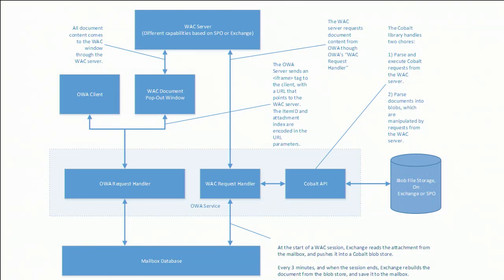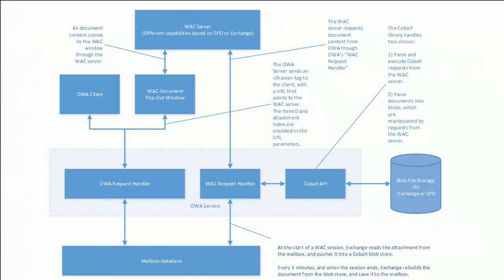That Cobalt API has been implemented for a couple of years on SharePoint and OneDrive, as well as Outlook.com. So if you ever have used the Word Online or PowerPoint Online to edit documents in Outlook.com or on SharePoint or OneDrive, it's because of this Cobalt API. Right? So we have finally implemented that on the Exchange side. Right? So that's the magic here that we're doing.